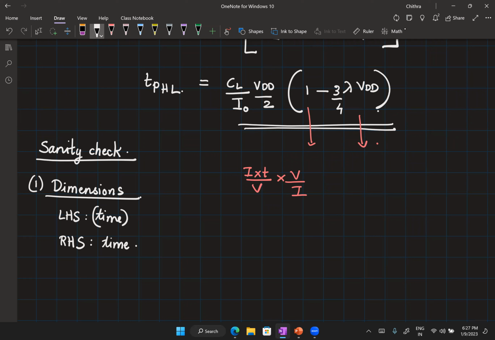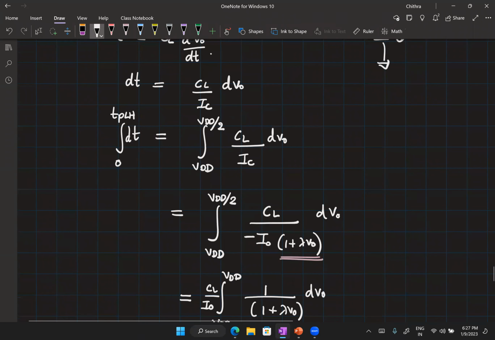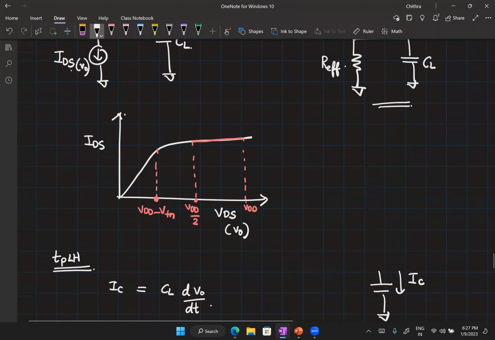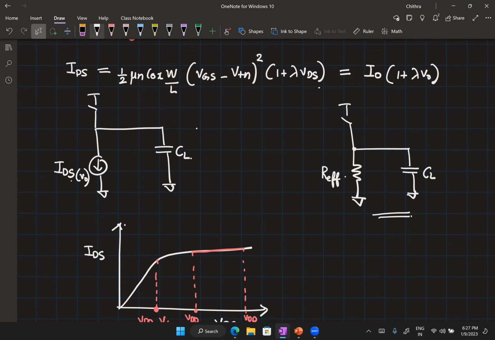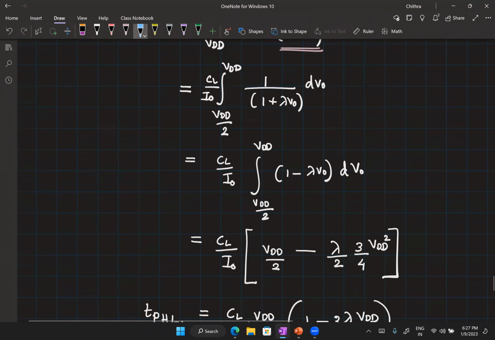The second check that you can do is to see if there is any parameter that you can make 0 or infinity, and then see if the answers are matching. For example, let's assume that the transistor has no channel length modulation. That is, if lambda is equal to 0, then our curve is going to be flat here, and this value will be some I naught, correct?